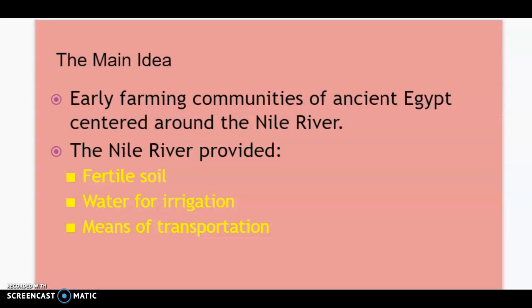So to wrap things up here, the main idea of the last two lessons, especially today, is that early farming communities of ancient Egypt centered around the Nile. It was the function of everyday life. The Nile River provided these very important things: the fertile soil, the silt, the water for irrigation, and a means of transportation, of travel. Human movement in the ancient world didn't happen a whole lot. This is a big reason why it was possible in Egypt.